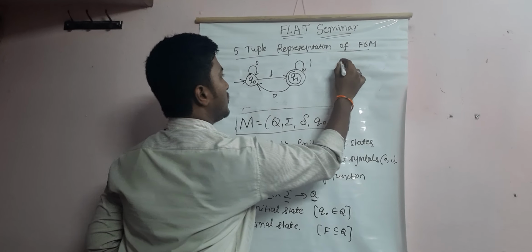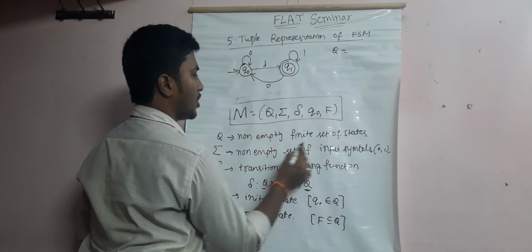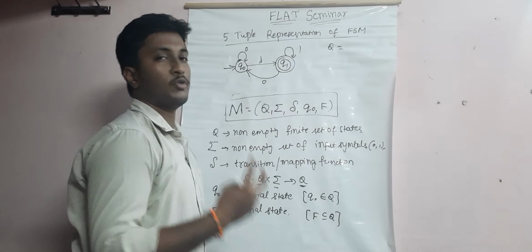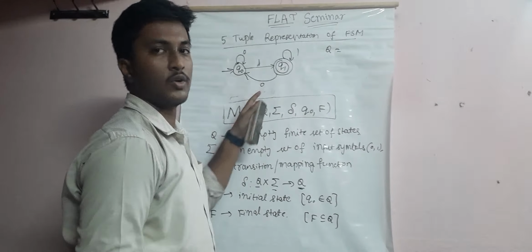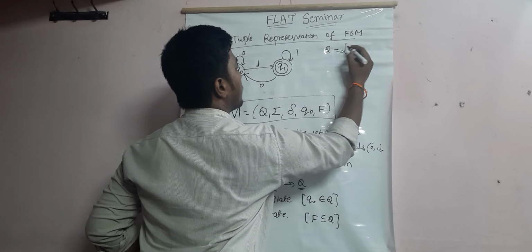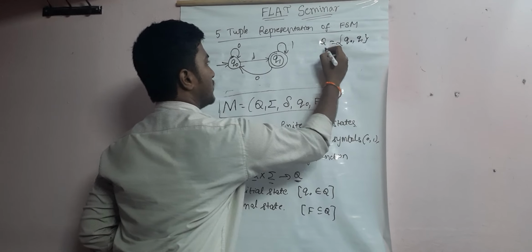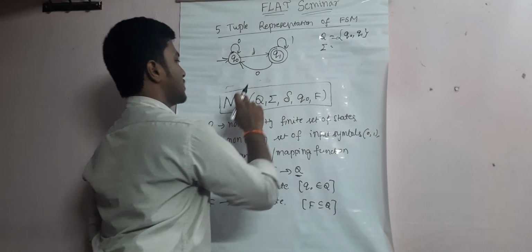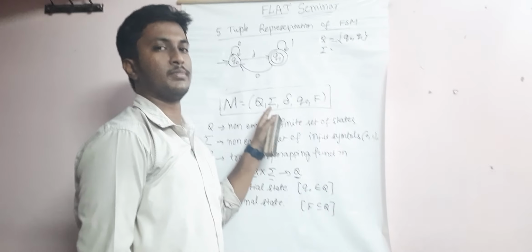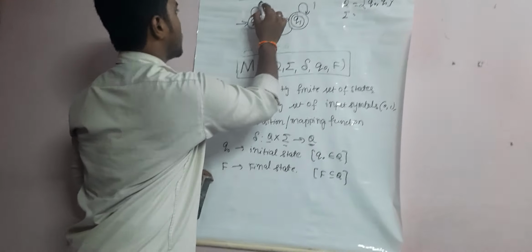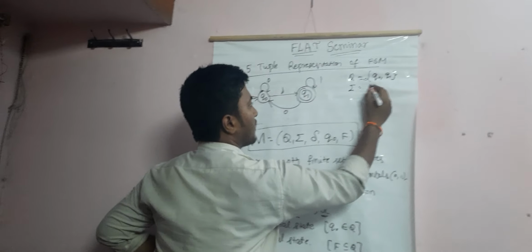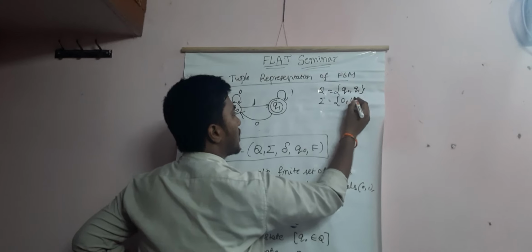So here Q, as we know, is a non-empty finite set of states. We have 2 states, namely Q0 and Q1. So here capital Q is equal to Q0, Q1. Coming to the next one, this is a finite non-empty set of input symbols or alphabets. Here the input symbols are 0 and 1. So sigma is equal to 0, 1.